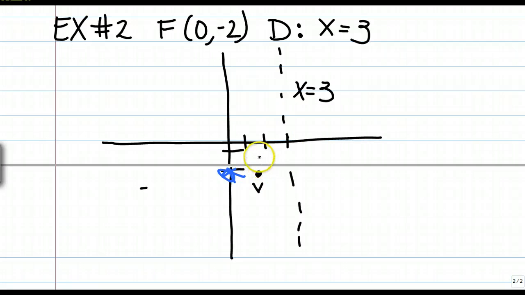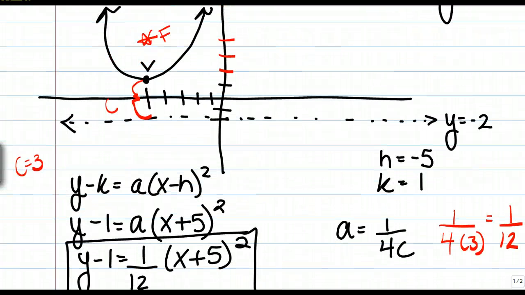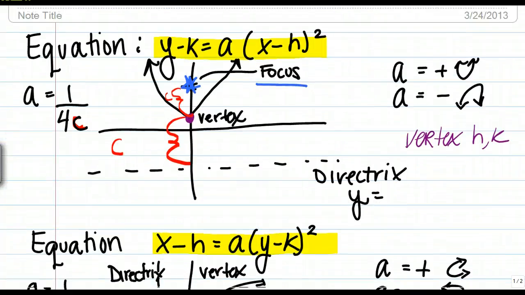You should know that your parabola can't cross into the directrix, so it must be facing this way. Plus, we know that because the focus is always inside the parabola. So if you look back here at all of them, they're always inside each of those parabolas, no matter what.